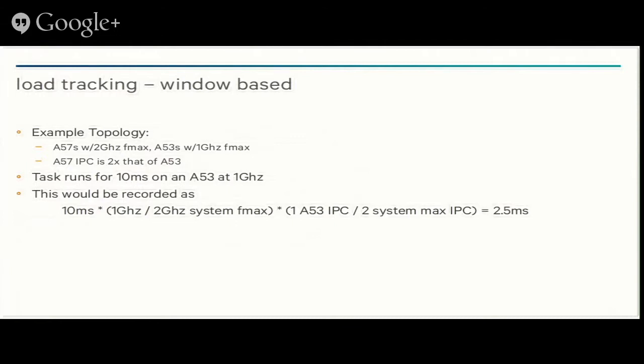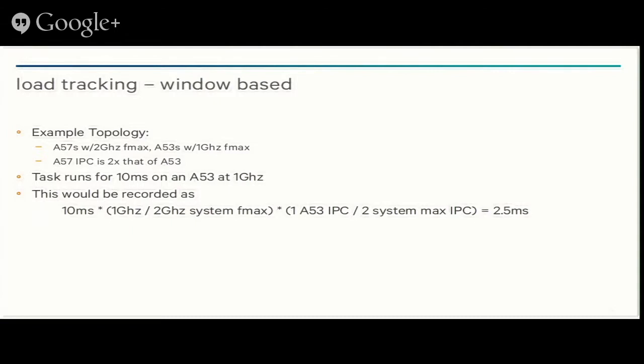If we consider this example topology, this is like what we might have on our 8994 platform: 2 gigahertz Fmax for the A57, 1 gigahertz Fmax for the A53. So obviously the A57 is our highest capacity CPU. Also, regarding the microarchitectural differences, we estimate the A57 has, say, a 2x IPC compared to the A53.